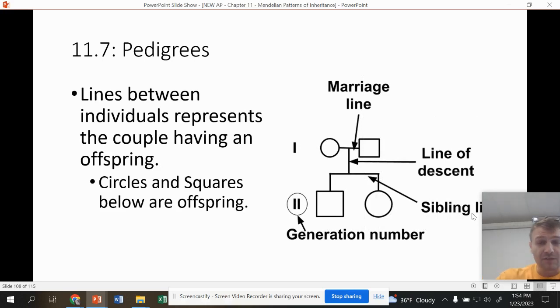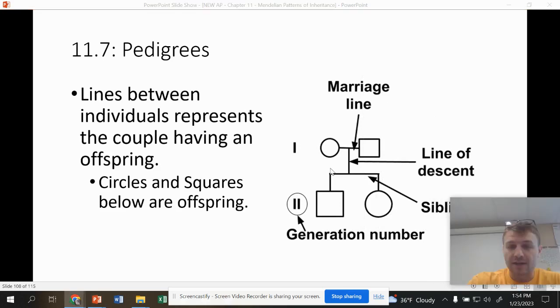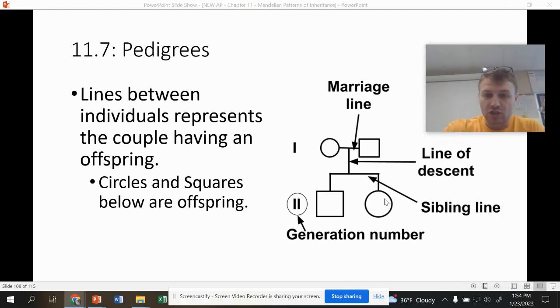Now, lines between individuals represent that couple has produced an offspring. Lines and the circles and squares below show that they are the offspring of the parents. And like in this case here, these two would be siblings. And the generation number here, like generation 1, generation 2, you could also have this as P and F1 if you'd like. I've seen them both, and there's a lot of different types of pedigrees, but I'm kind of showing you the basics of these pedigrees.